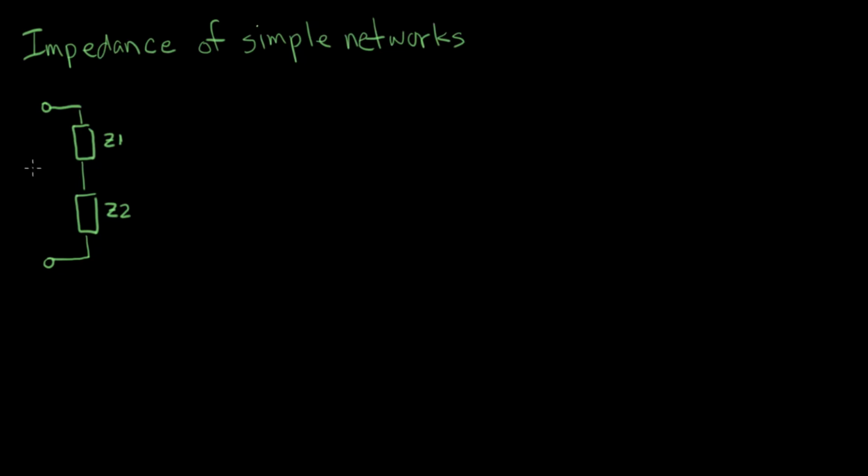Let's talk about the idea of the impedance of some simple networks. What I've shown here is a very simple network. It has two impedances in it, Z1 and Z2. And inside these boxes are one of our favorite passive components, either an R, an L, or a C. That's what's in both of these things. We're going to look at combinations of this and figure out what the impedance of simple combinations are.